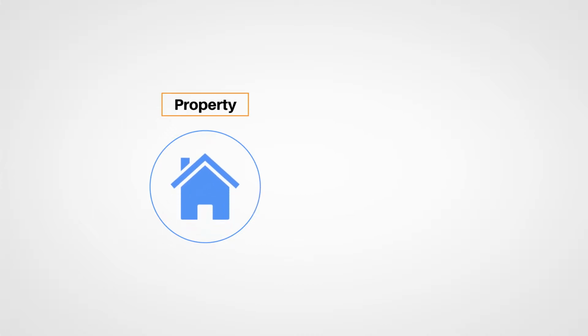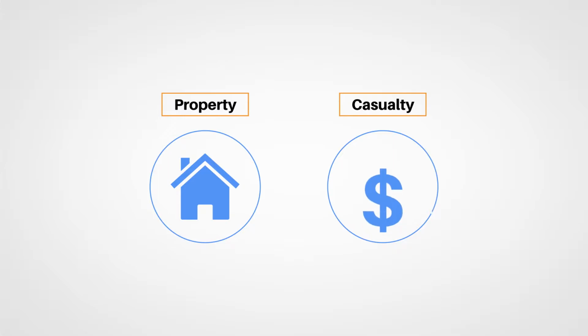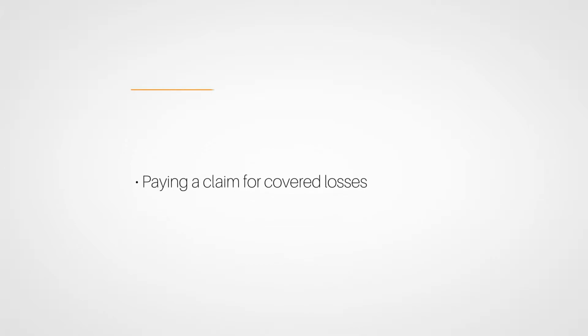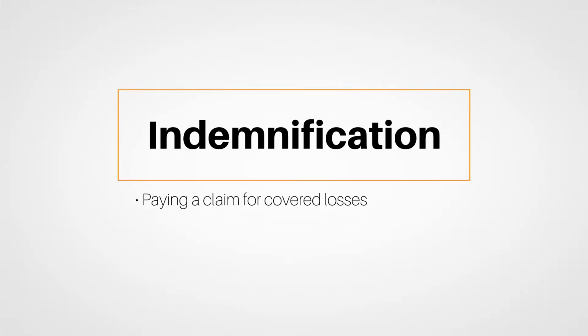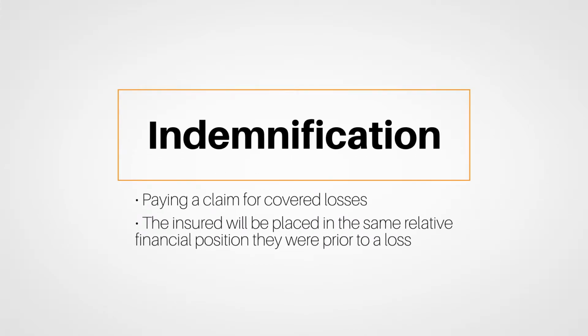Property and casualty has a broad range of insurance options. The property side mainly deals with damage done to property owned by a client. On the other hand, casualty is concerned with losses incurred when the insured injures a person or damages another's property. We also refer to it as liability coverage. Paying a claim for covered losses is referred to as indemnifying the insured. It essentially means the insured will be placed in the same relative financial position they were prior to a loss.